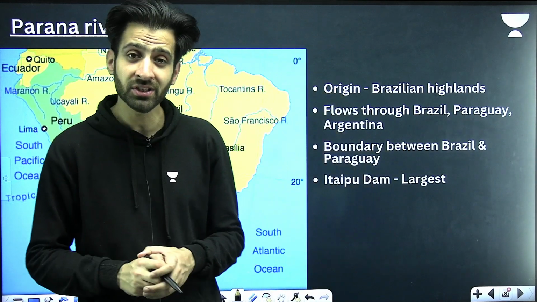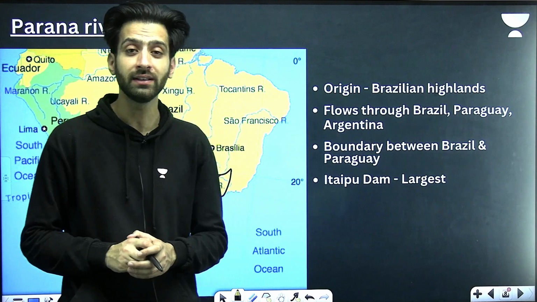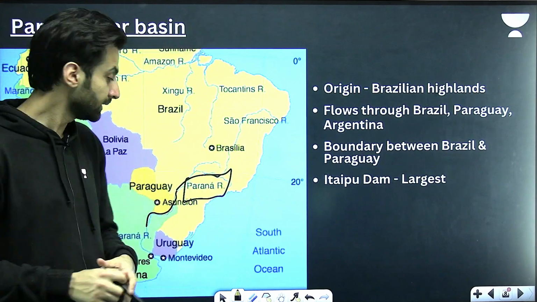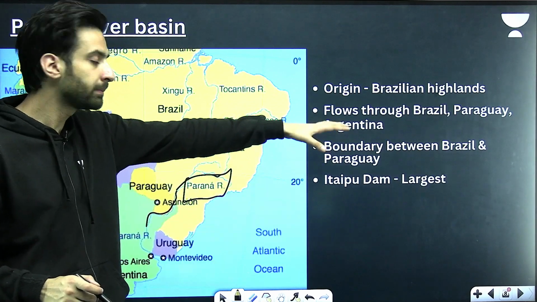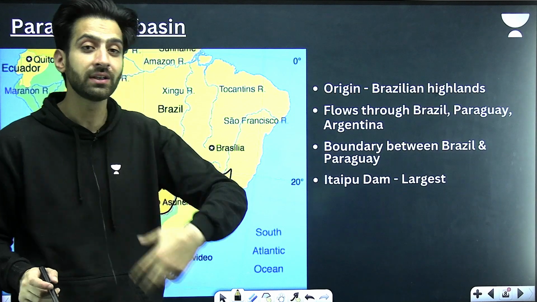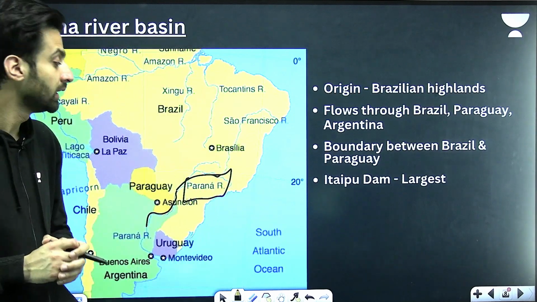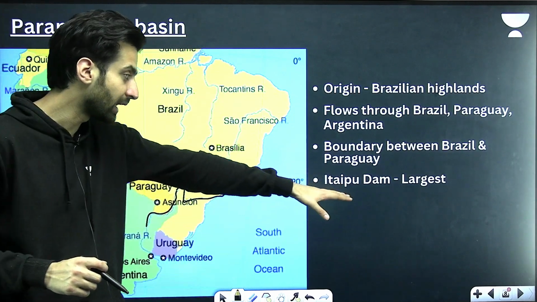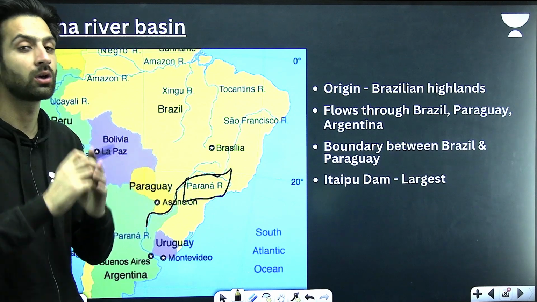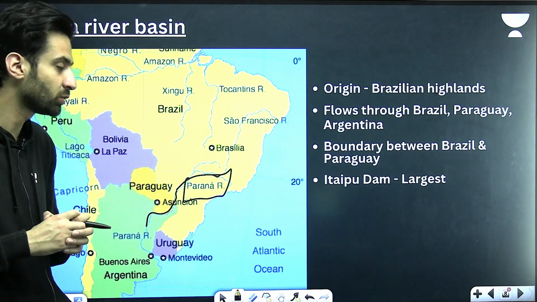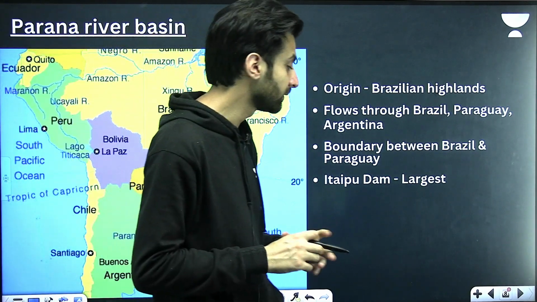And there is the largest dam in the South American continent, that is Itaipu Dam. It is also located on the Parana River. So it flows through Brazil, Paraguay, and then eventually through Argentina into the Atlantic Ocean. I hope that is clear. And Itaipu Dam again is the largest dam in South America and one of the largest dams in the world as well. So that is about the river Parana.